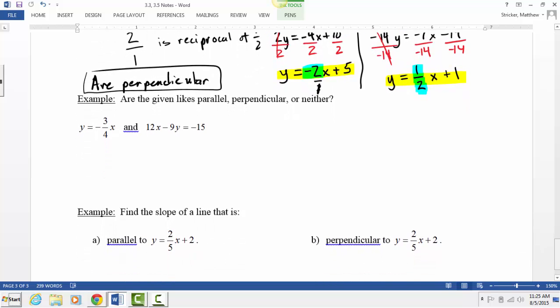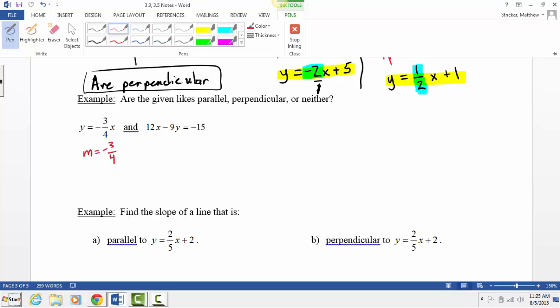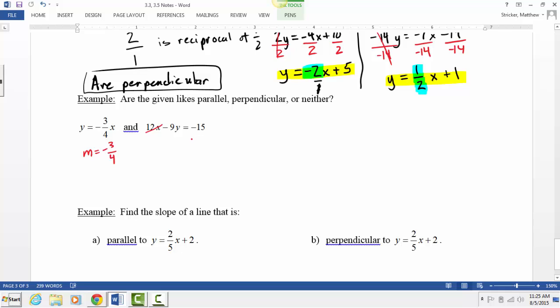We have one more example here. Are the given lines parallel, perpendicular, or neither? Well, what do we look at? We look at the slopes. Do we know the slope of the first line? Well, yeah, it's the number in front of the x. We know that m is negative 3 over 4. Do we know the slope yet of the second line? No. You gotta go ahead and solve for y. So move 12x to the other side. It becomes a negative 12x.